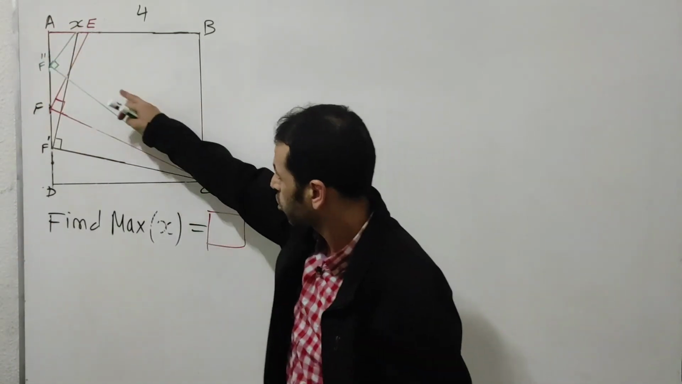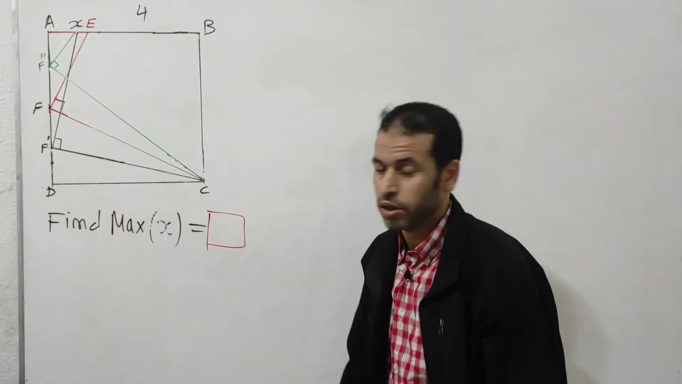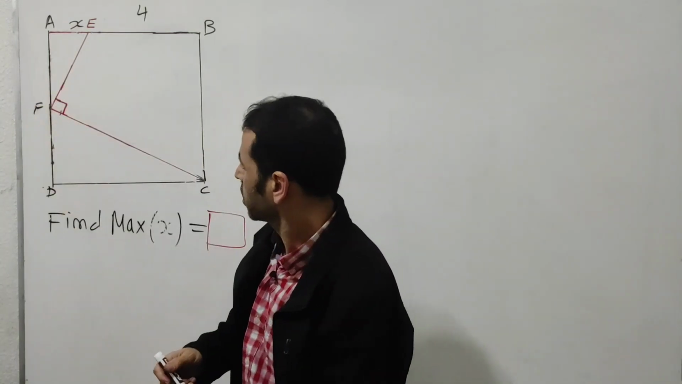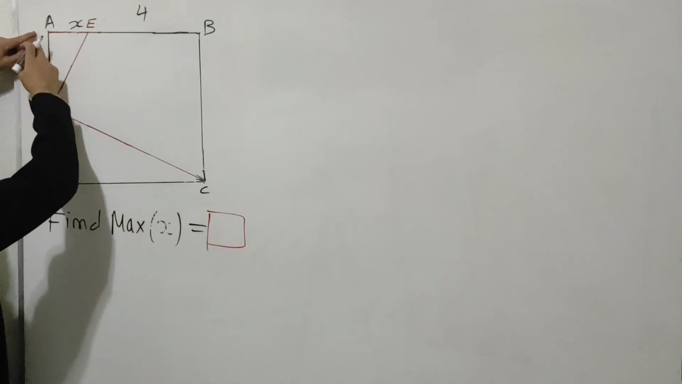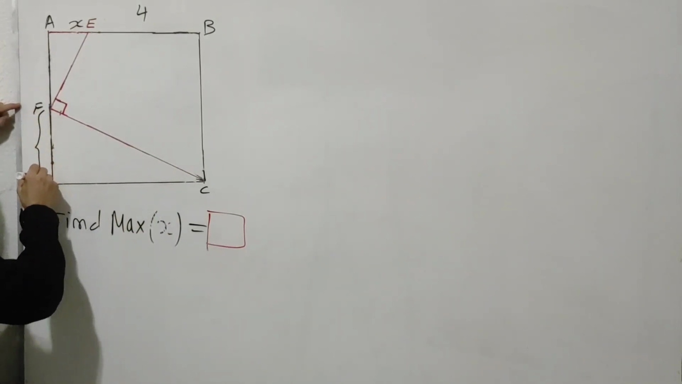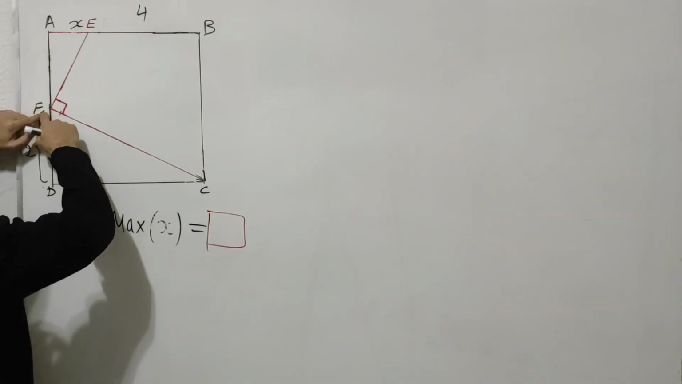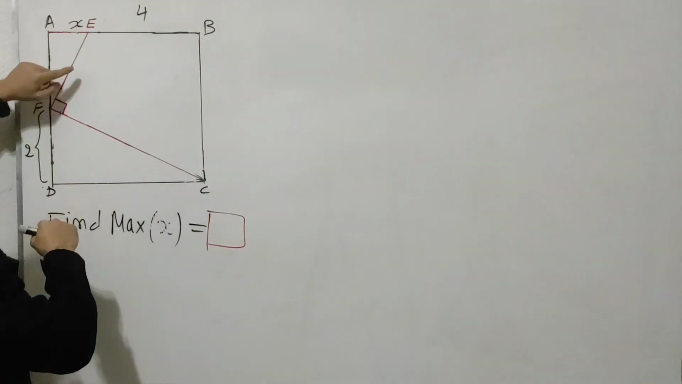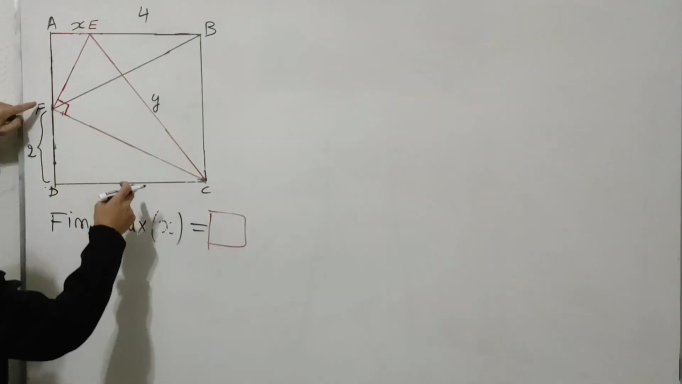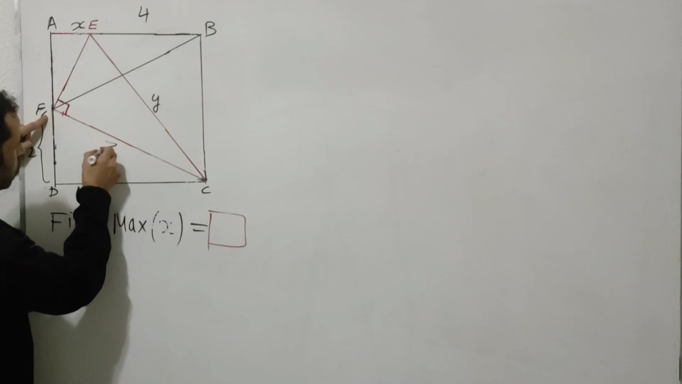Now I'm going to raise this to get a new picture, and then we solve our problem. Now F is located at the midpoint of AD. Since the side length of this square is 4, this distance equals 2, okay? I'm going to draw a new line from the point F to the point B, and a second line from the point E to the point C. I'm going to name the distance EC as y, and FC as z.